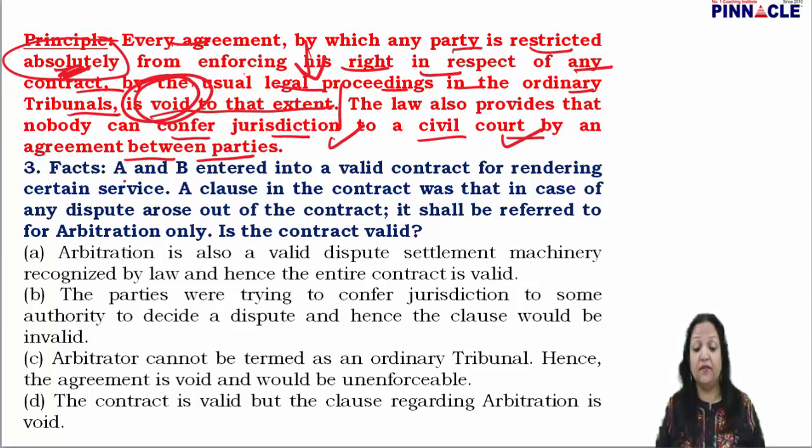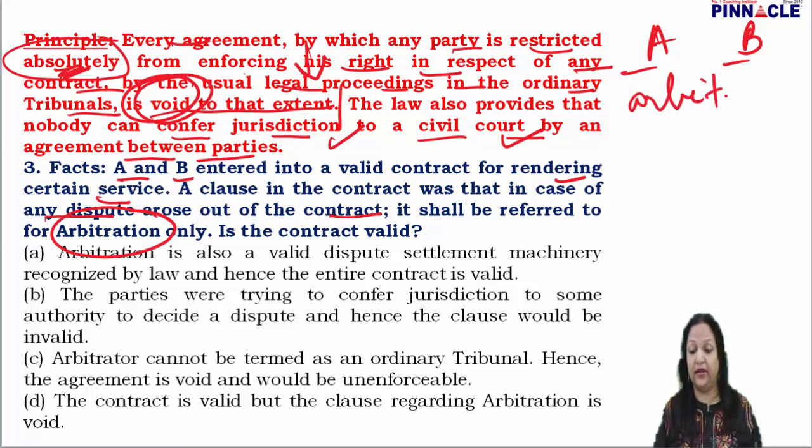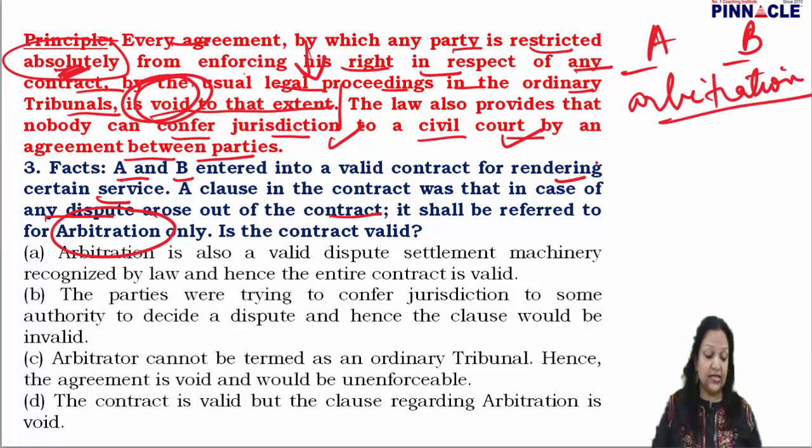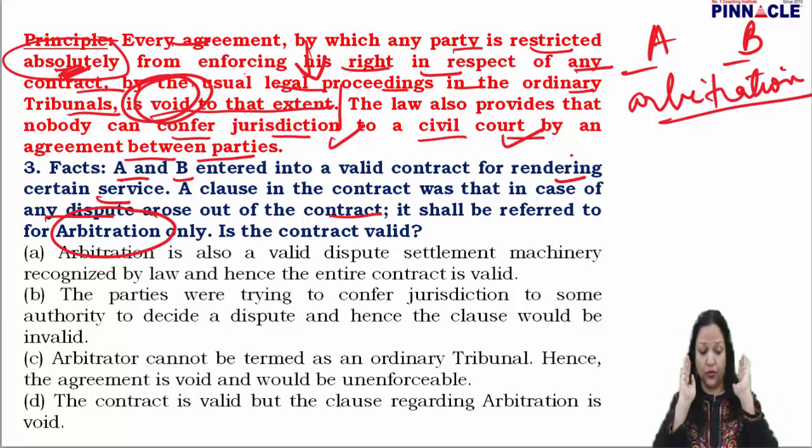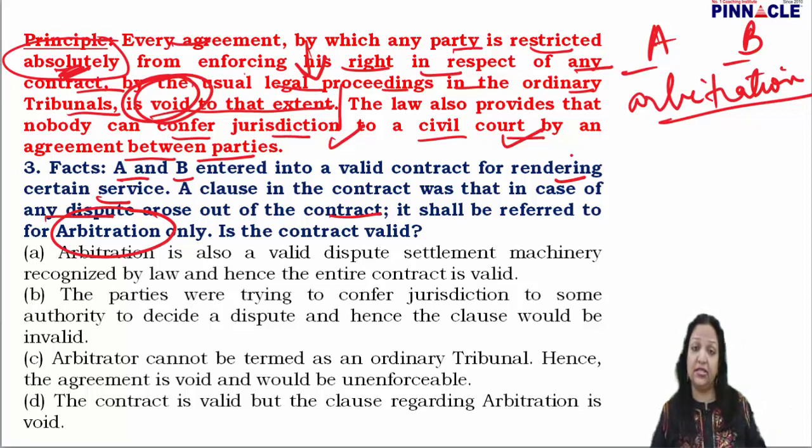Now, what are the facts? Facts are A and B entered into a valid contract. A and B are two parties. They have entered into a contract for rendering certain service. A clause in the contract was that in case of any dispute arising out of the contract, it shall be referred to arbitration only. If there is a dispute, they are going to refer it to arbitration. And what do I mean by arbitration? See, arbitration is a method by which we settle disputes. Okay, there is going to be a person appointed, it could be an independent person, and this independent person is known as an arbitrator, and he is going to settle the dispute.